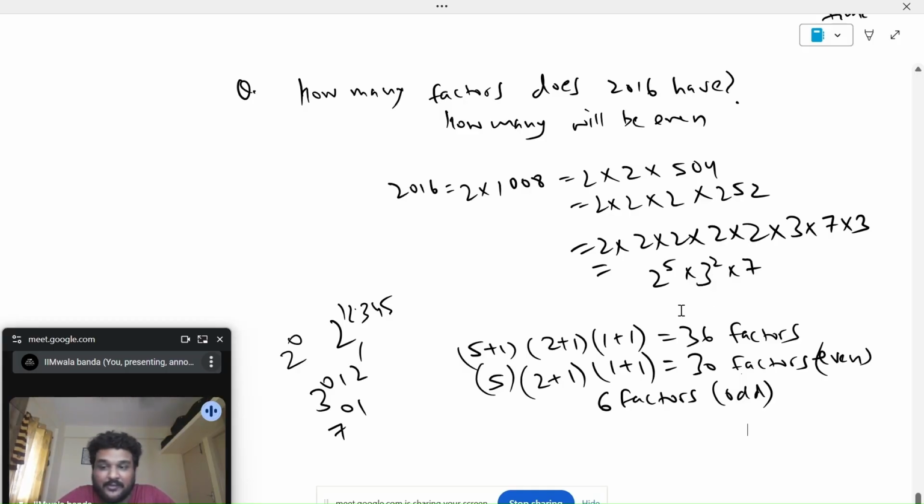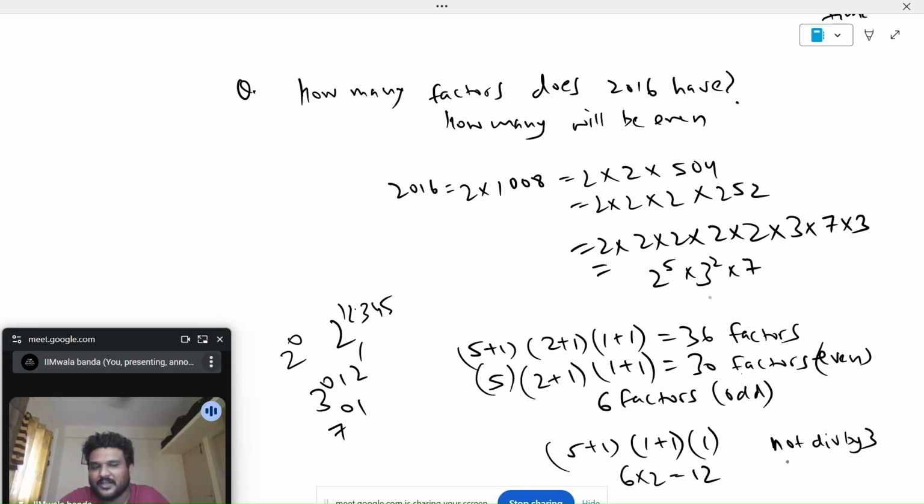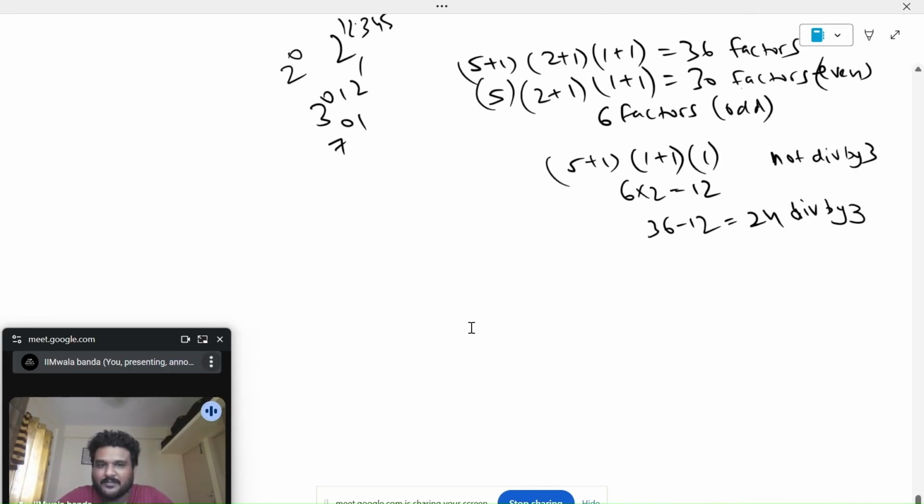Correct? So basically, we don't want 3. So 3 has only one choice, that it has to take 0. So it will be 5 plus 1 for 2. 7 can again have 2 choices. 3 has only one choice for it to be not divisible by 3. So basically 6 into 2, 12. 12 of the factors will not be divisible by 3, and therefore 36 minus 12, 24 will be divisible by 3. I can take so many examples, but you get an idea, right? How you can play around as per the question framing.